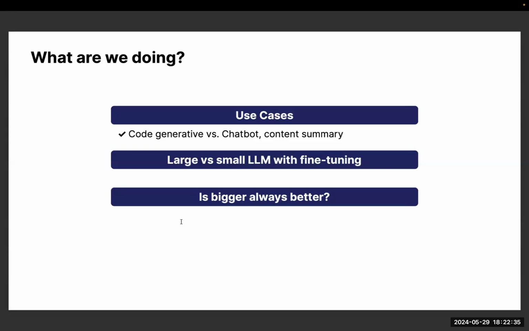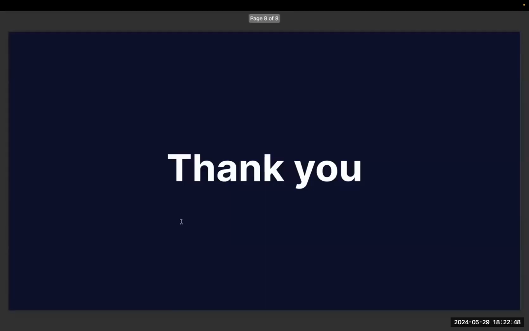That again ties back to the CI/CD. We're trying different sizes, different models, and trying to see which one actually has better metrics coming out of it. So that's pretty much what I have.